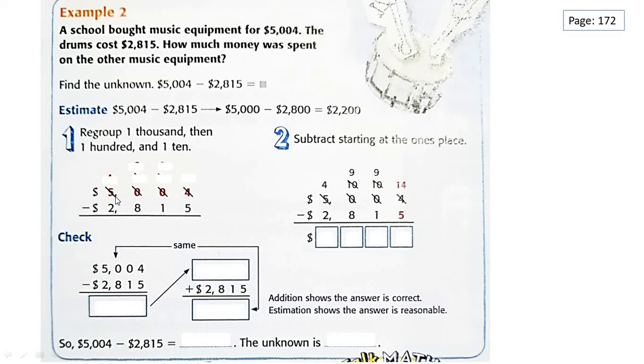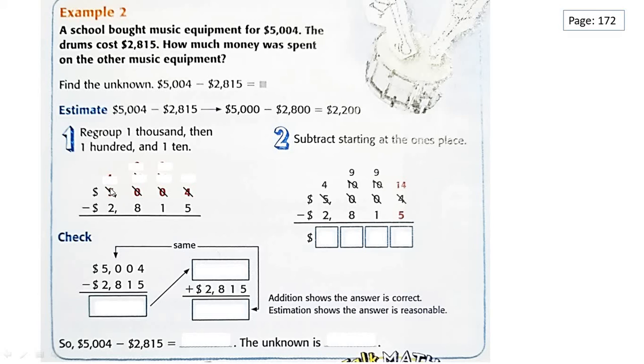So we have to regroup 1,000 as 10 hundreds. We cannot regroup 1,000 as 10 ones. You know that. It's very important for grade 3. Always we regroup one by one, or place by place, like 1,000 to 10 hundreds and 100 to 10 tens and 10 to 10 ones. We cannot skip. Okay, grade 3, it's very important.